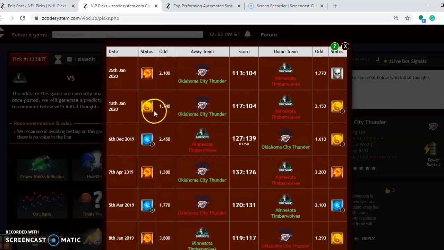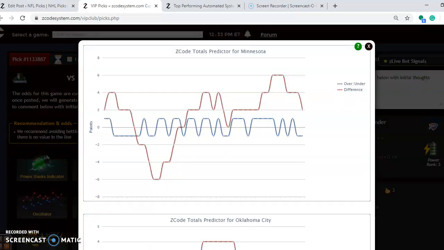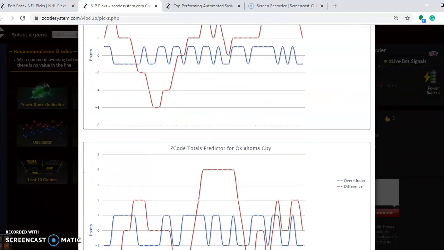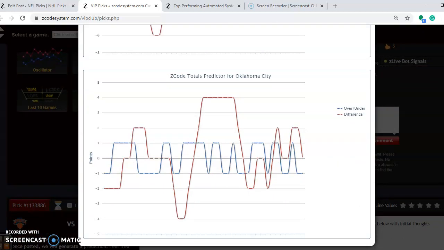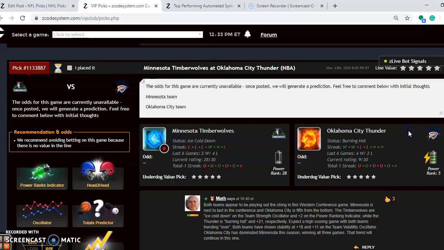Head to head, what has happened this season? Well, you can see here that Oklahoma City has won all three meetings and by rather comfortable margins each time, and the scores have been relatively high as well. So if you're thinking about the over and under, we're going to take a look at the totals predictor. You can see that Minnesota is playing in games trending over the line. So is Oklahoma City. So playing the over is a wise choice in this one.